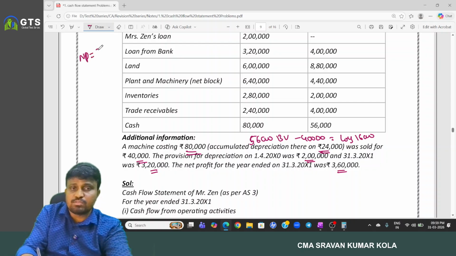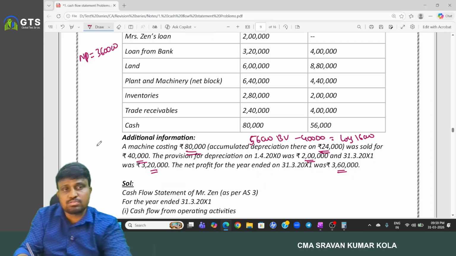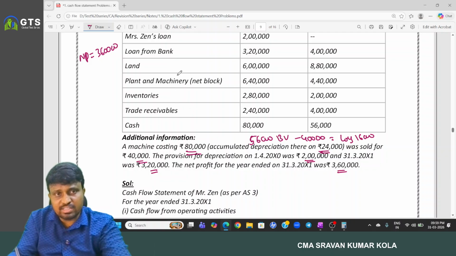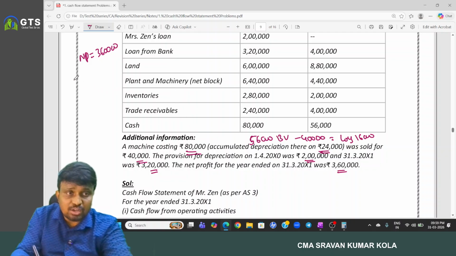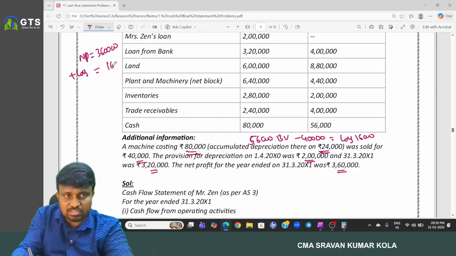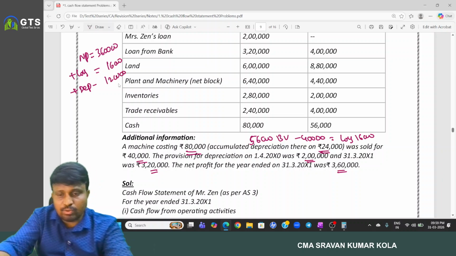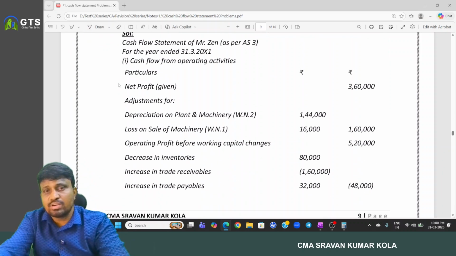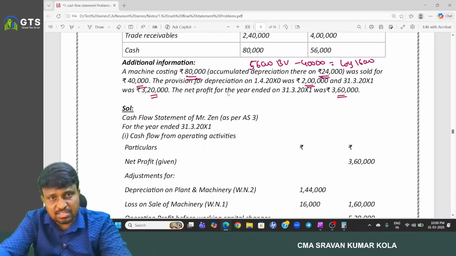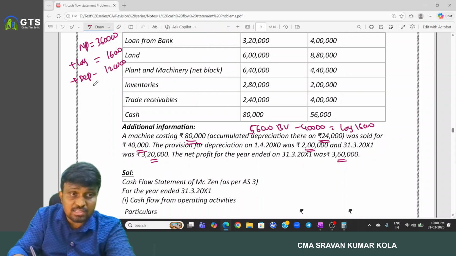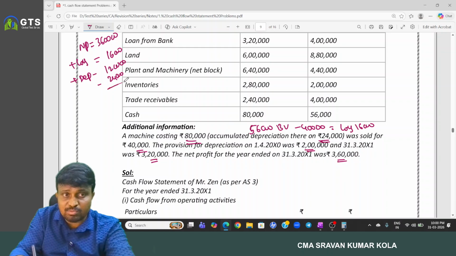So net profit is equal to 3,60,000. Provision for taxes is not provided here, so ignore it. And loss on sale of asset is how much? 16,000. We have to add it back. And depreciation, how much amount is that? 1 lakh 20,000. And one more point is on the sale portion, 24,000 amount is there.